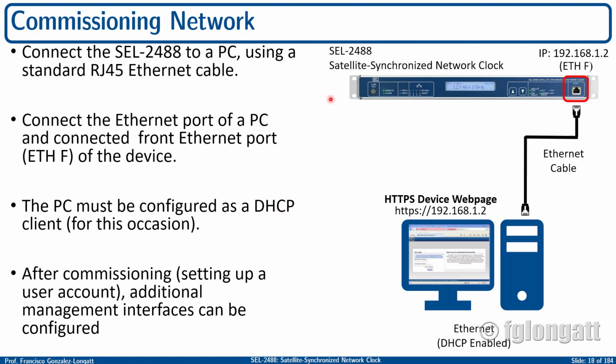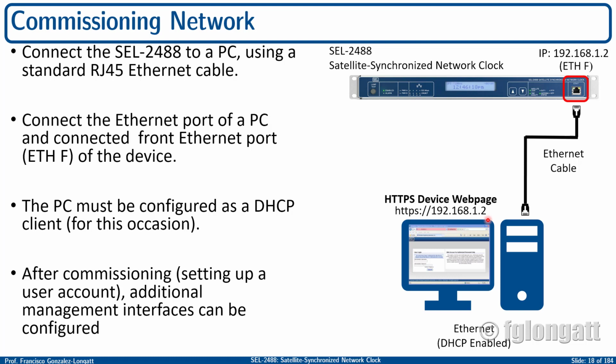But coming back to my video today, the plan is, okay, we have the SEL 2488, and we are using the Ethernet port, the ETH F, to connect an Ethernet cable to a PC. In this case, I am using a laptop that is running Windows 10, and the idea is that this machine is Ethernet DHCP enabled. That allows the easy configuration of the IP address on my SEL 2488.